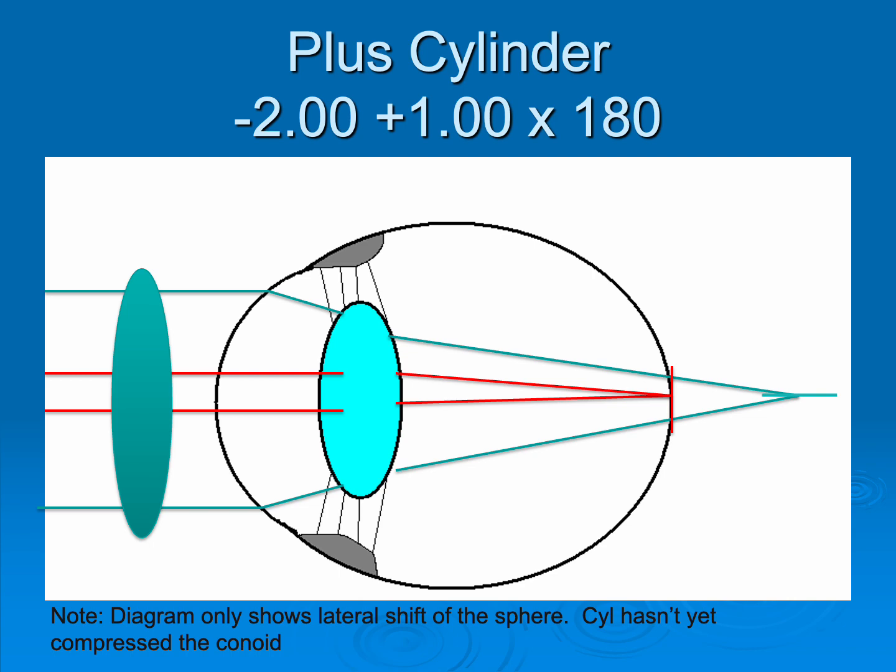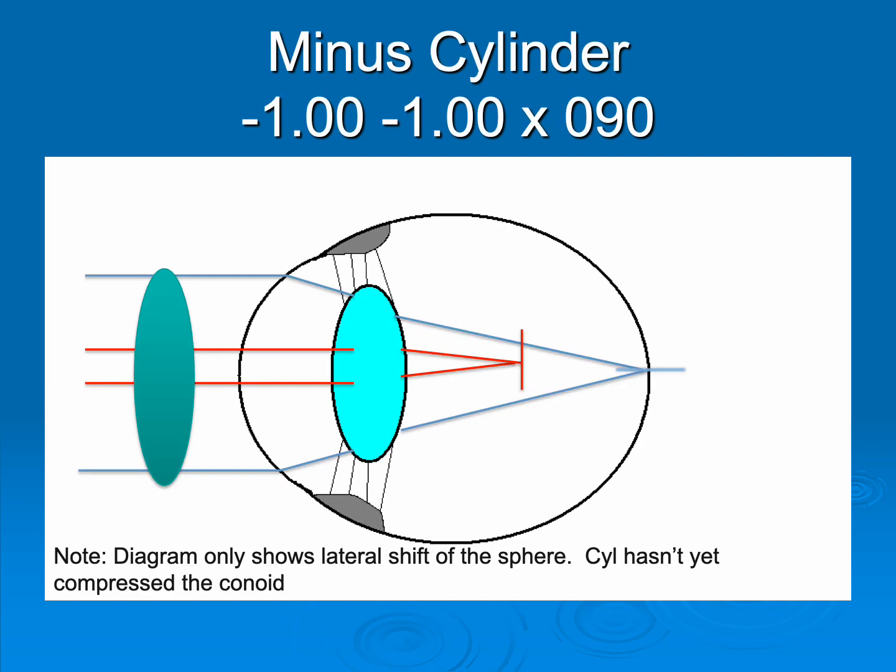Now, when we add that plus cylinder, plus lenses cause convergence. They bring the focal point back to the left. That is only going to work on your blue ray, and that's going to bring it up to where the red ray is. So that's what plus cylinder does. It collapses it back towards the lens or in the direction of the cornea, versus a minus cylinder where you have the conoid on the inside and then you're diverging that red ray so that you're pushing the red ray towards the fovea. And that's the real difference in plus and minus cylinder, is which way you're collapsing.